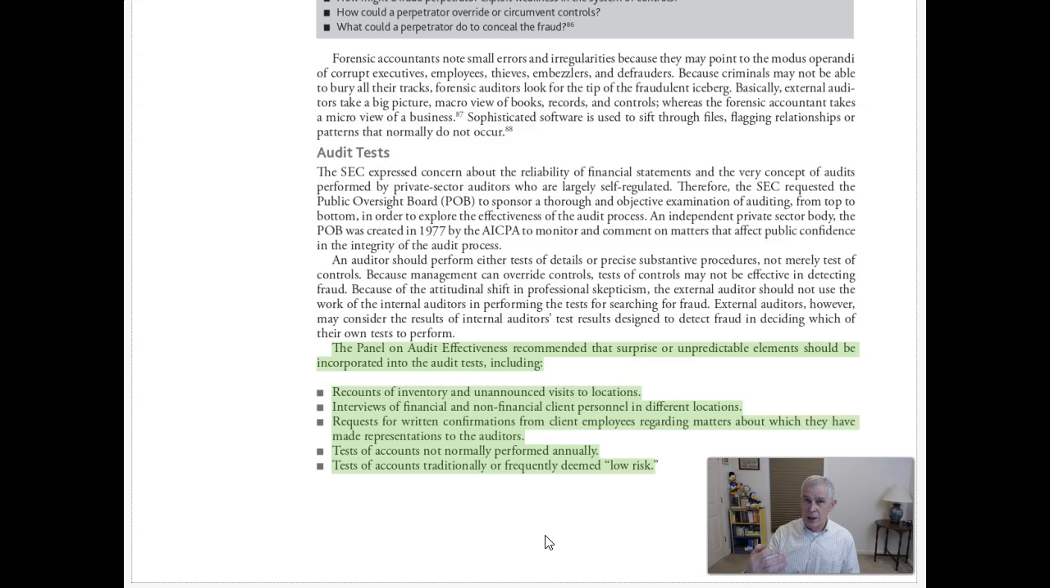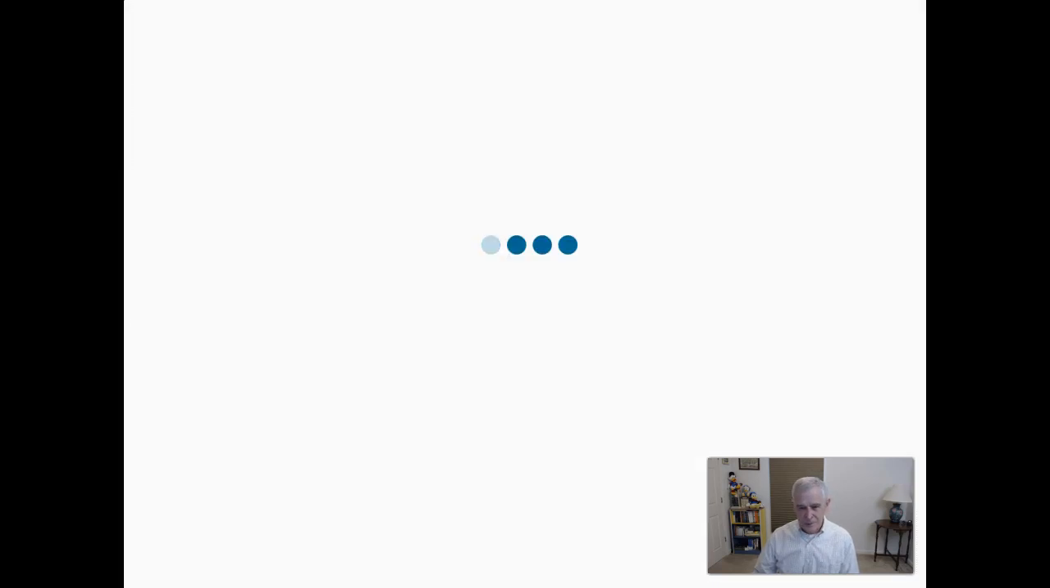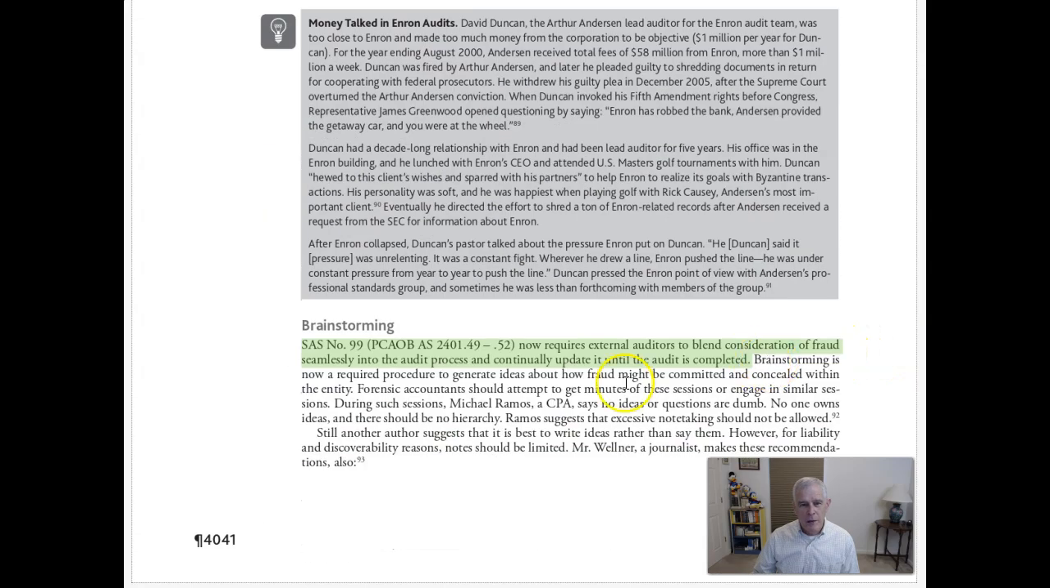Because if you don't find it as an outside auditor, the plaintiff might win when they sue you, and you could be out hundreds of millions of dollars if the case is that big. So let's see what we have here. Again, we talked about brainstorming, and so this is required. External auditors are required to do this, and so they have to blend consideration of fraud seamlessly into the audit process and continually update it until the audit is complete.